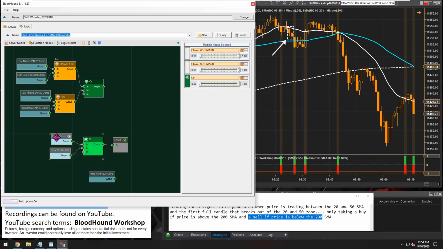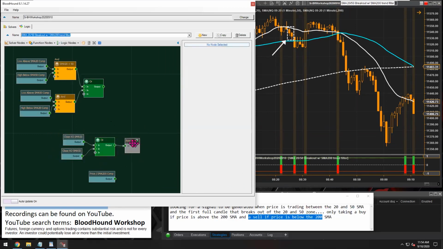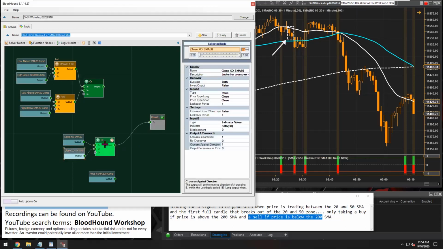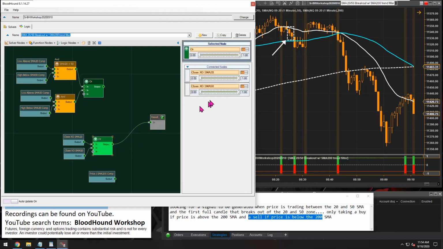So now that we have this adjusted, now we can continue putting all the pieces together here. And I guess let's label this.